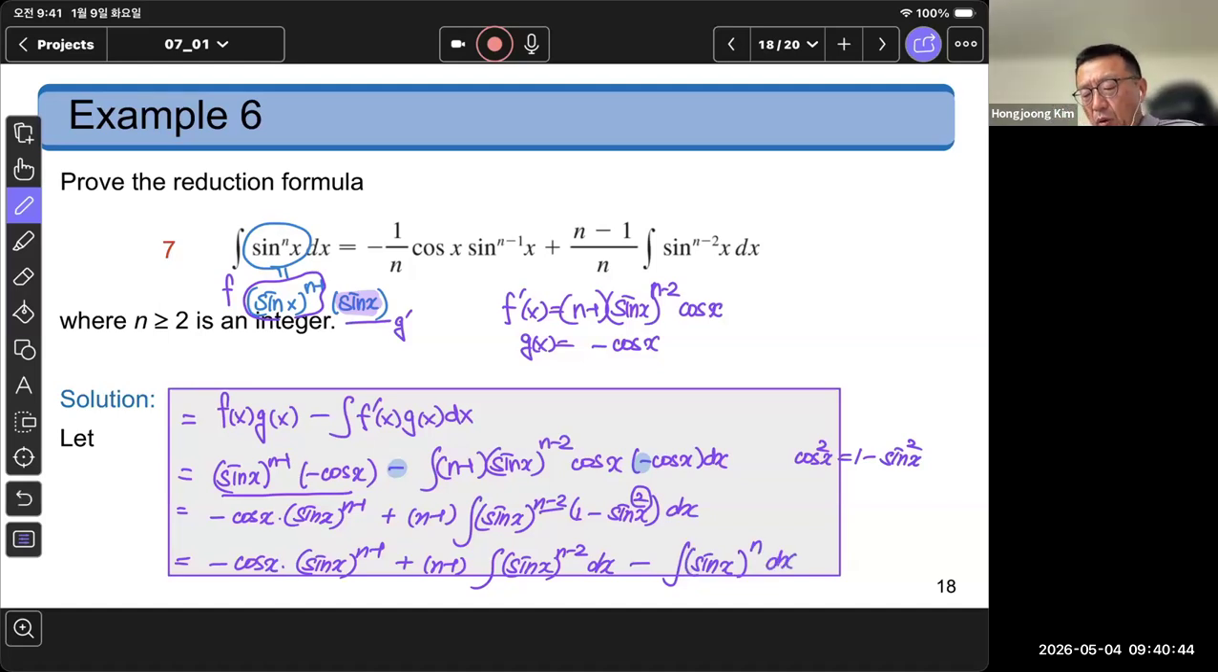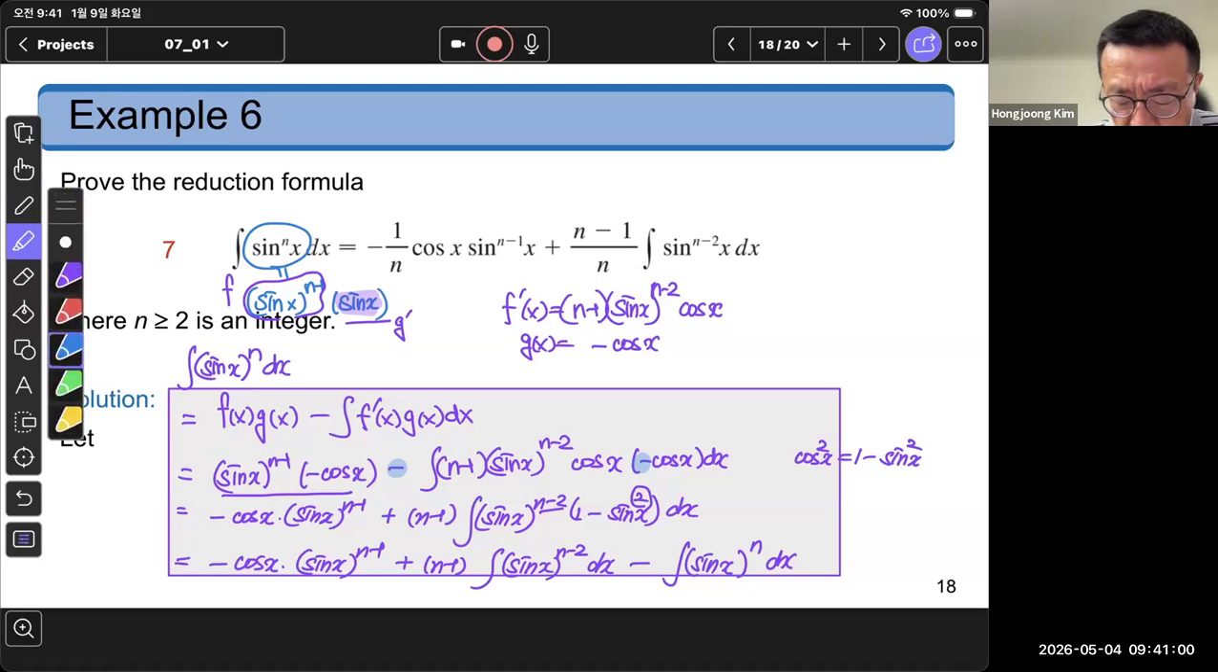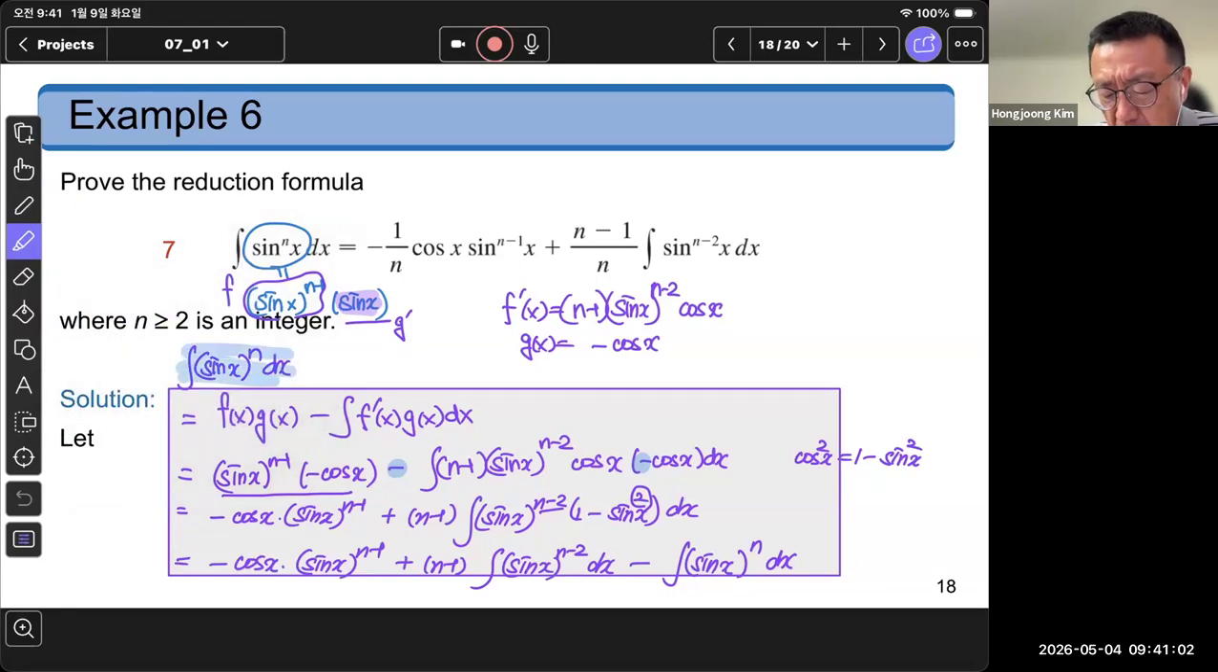Okay. So what am I doing here? I am integrating sine x to the nth dx. I'm considering this integral. During the calculation, the same term appears on the left hand side. So I want to move this negative integral of sine x to the nth to the left hand side.